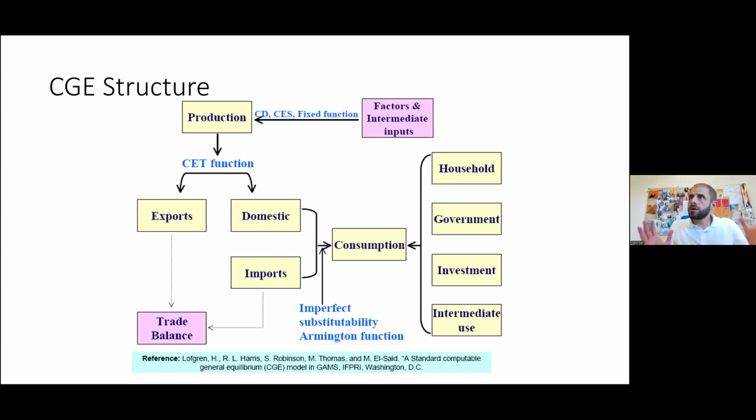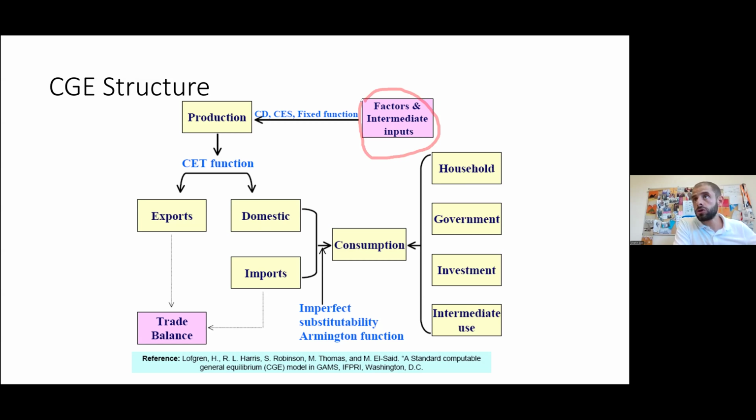So how can we model that? This is a rather comprehensive model, even if what we will see in GAMS is simpler than that, but this is important to give you an idea of what we're aiming at, okay? So we start with the factors of production. So we have here the factors of production and the intermediate inputs. Both are combined together, right?